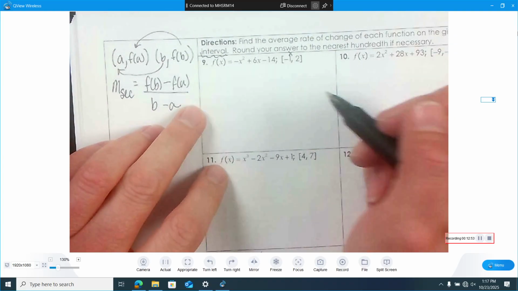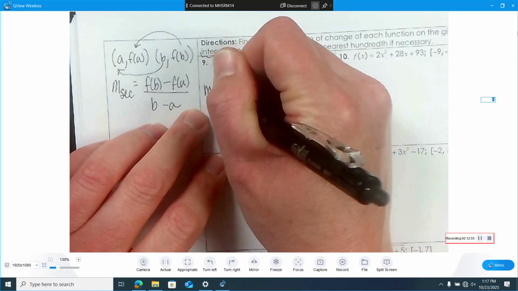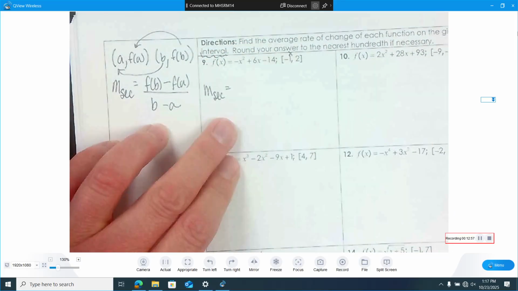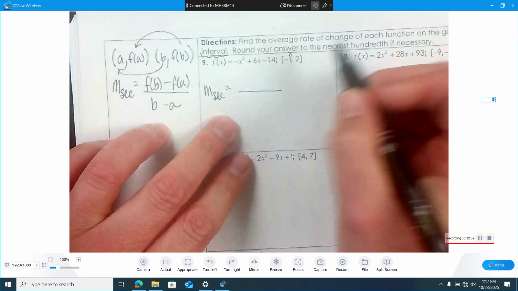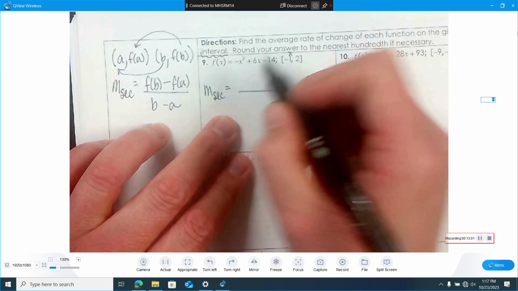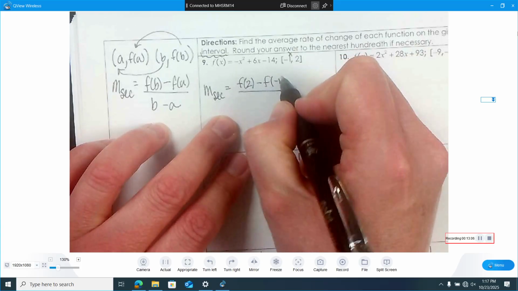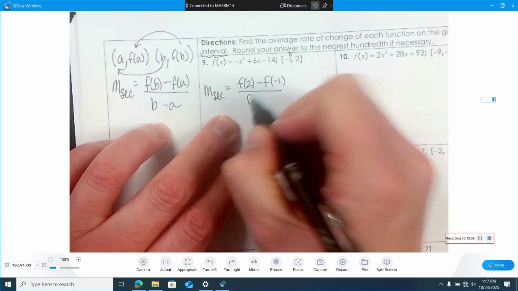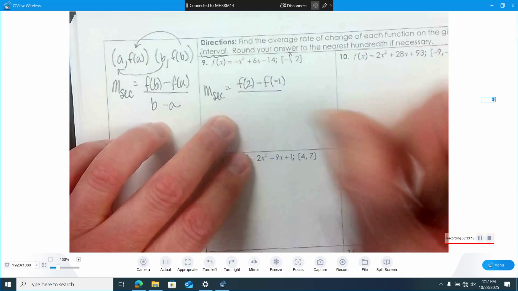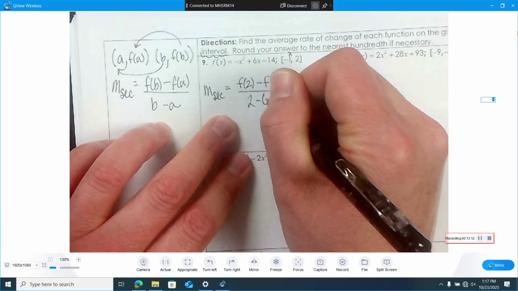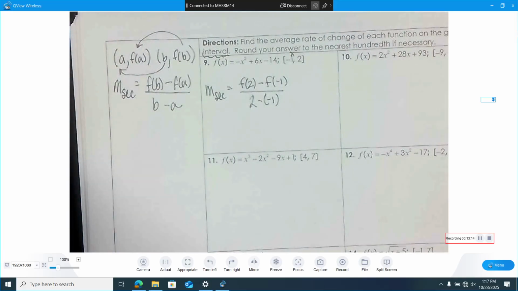So what we want to do then, for this particular function, I'm going to show you, it's really, really cool, but I want to write it down first. We're going to use these x values, so that's going to be f of 2 minus f of negative 1 over 2 minus a negative 1. Okay. All right. So that's the nice part. Here we go. Are you ready for this?